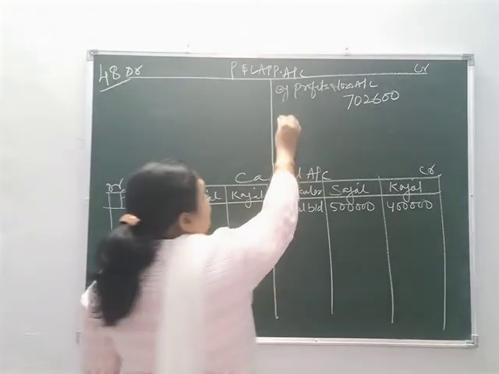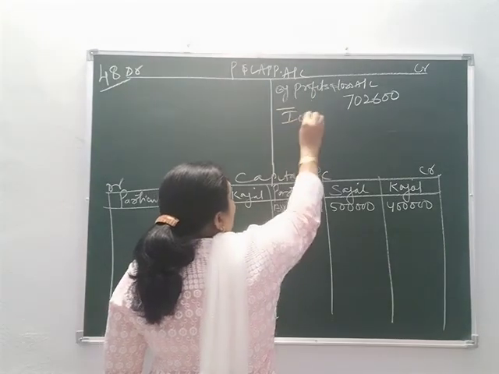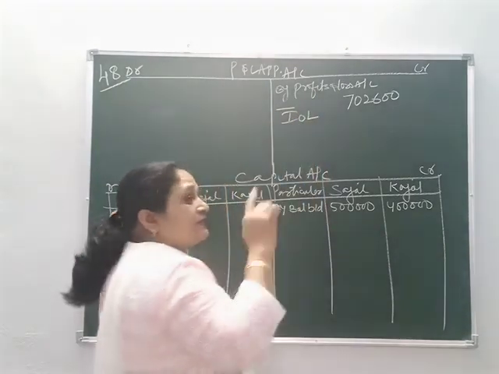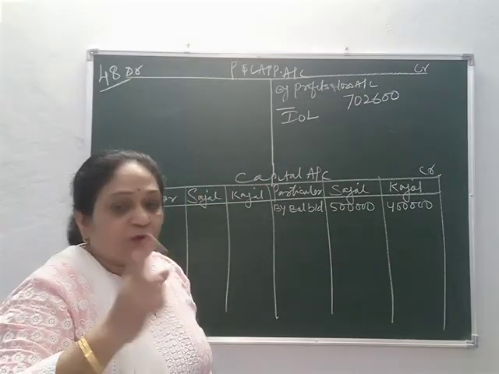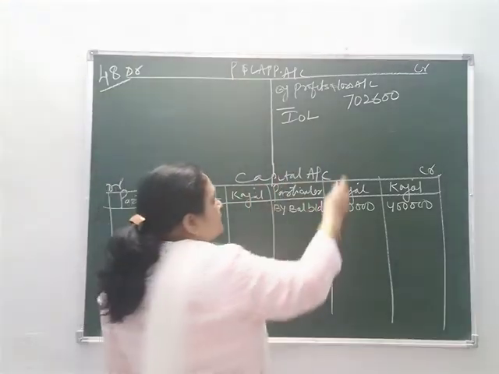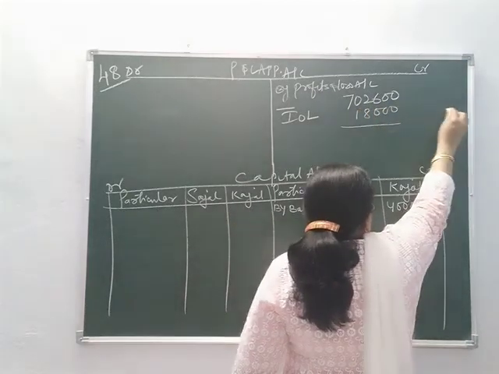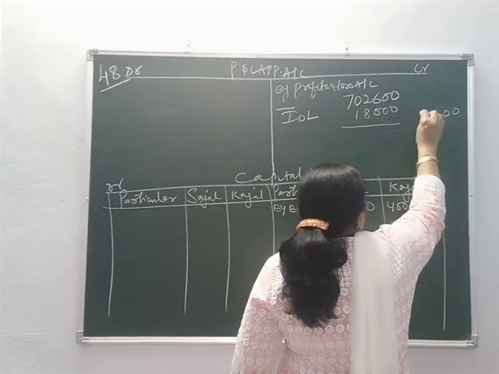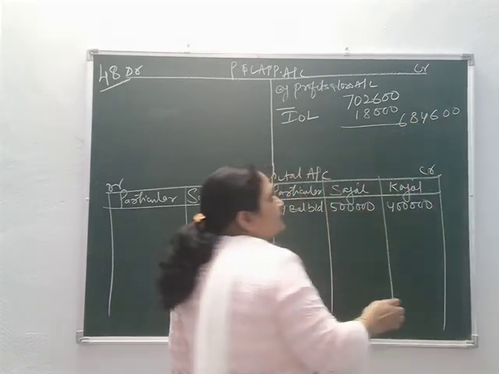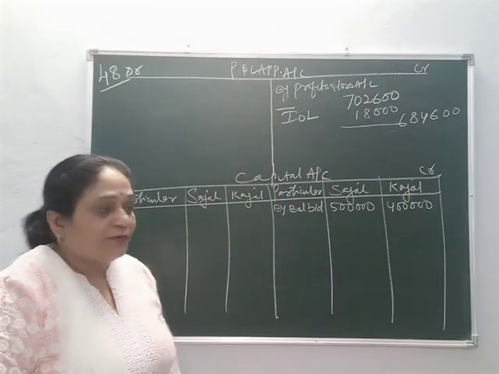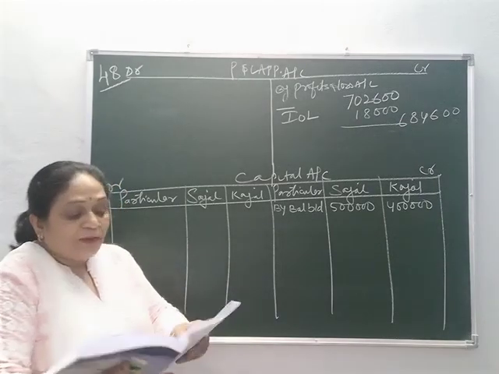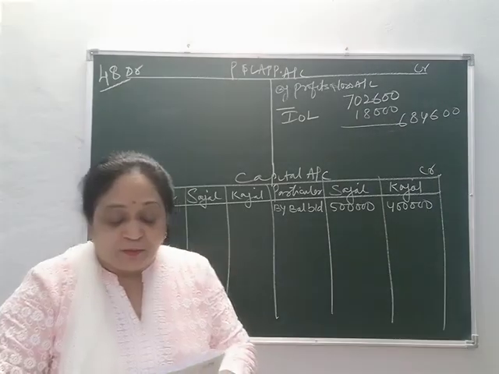So first of all you will subtract interest on loan, which is 6% of 3 lakhs. Loan amount is 3 lakhs. So 6% of 3 lakhs is 18,000. So this figure comes to 6,48,600. Opening balances we have brought down.